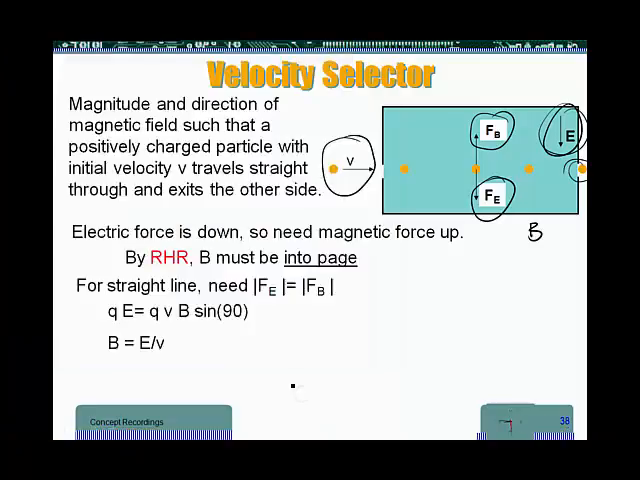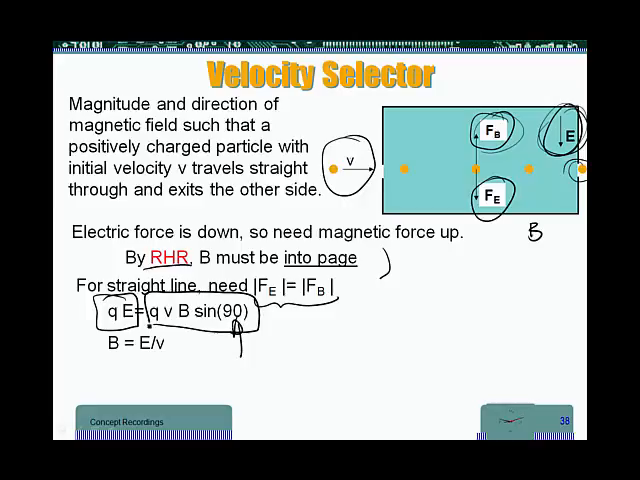Okay, let's go back to the presentation slide. So using the right-hand rule, B must be into the page if my electrical field is pointed down and my charge is positive. So my magnetic field should be into the page, with a magnetic force pointing this way. For the forces to be equal to each other, the electrical force Q times E should be equal to the magnetic force, which is QVB sine theta. But here, since the magnetic field is perpendicular to the velocity, the angle is 90 degrees.